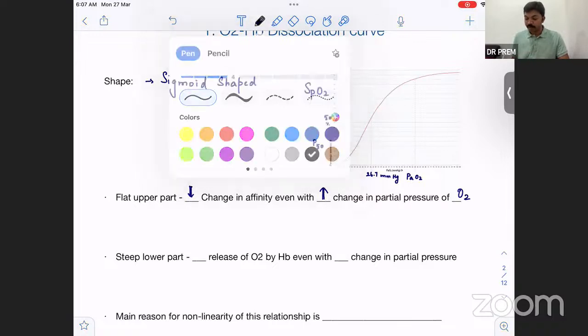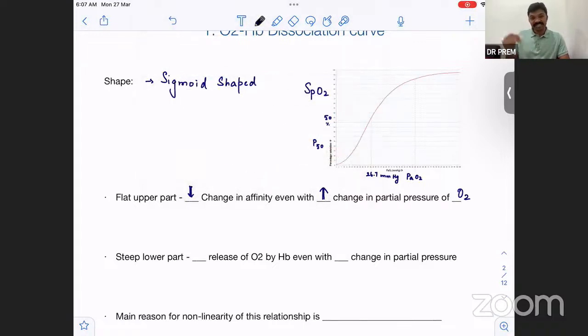On the contrary, you can clearly see that when it comes to the steep lower part, you are seeing a very high release of oxygen. Hemoglobin loses oxygen very quickly, even when there is a little change in partial pressure. With even a trivial change in partial pressure, hemoglobin keeps losing oxygen. So two different stages of the curve.